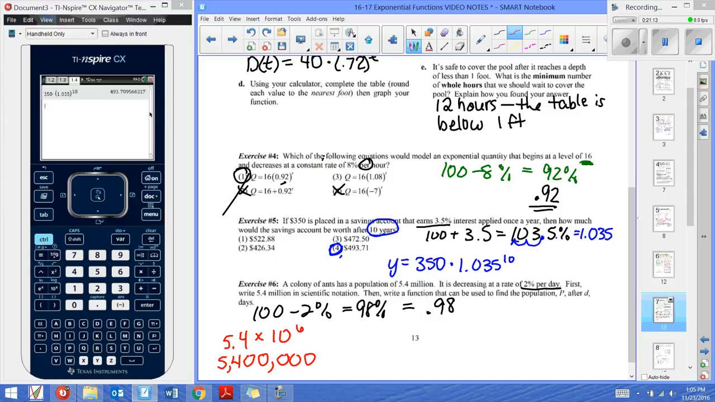Then it says to write a function that can be used to find the population, p. So we can write p of, in this case, days. We'll put in our days. We started with 5.4 times 10 to the 6 ants. That represents 5.4 million. And that's our starting value. It looks a little weird, and I had to use parentheses, but our multiplier here is this 0.98 every single day. So to the d power.